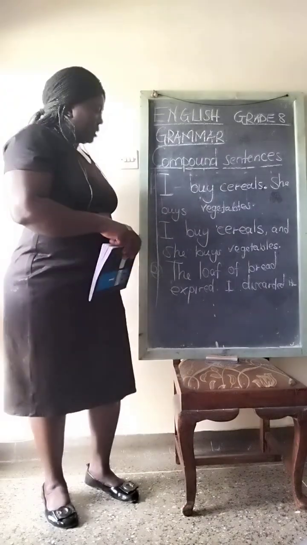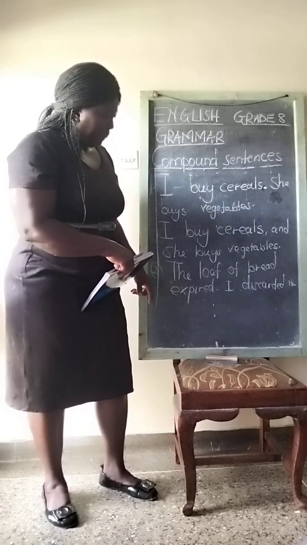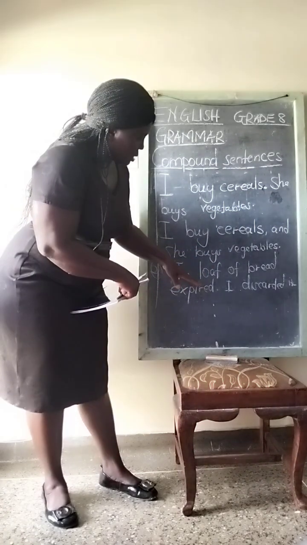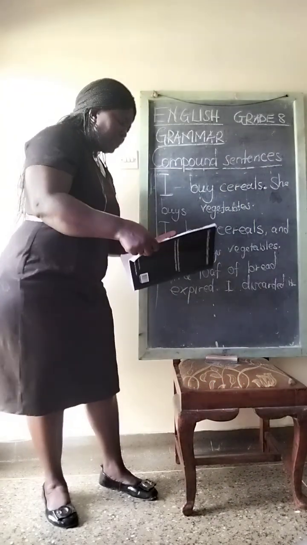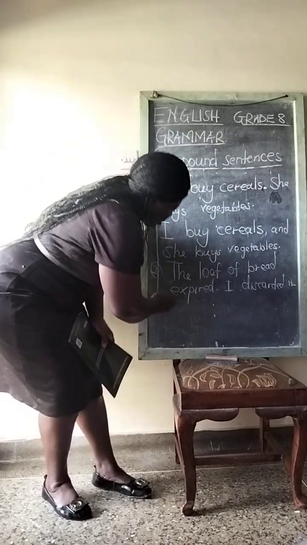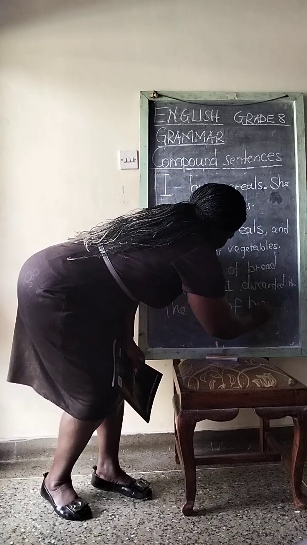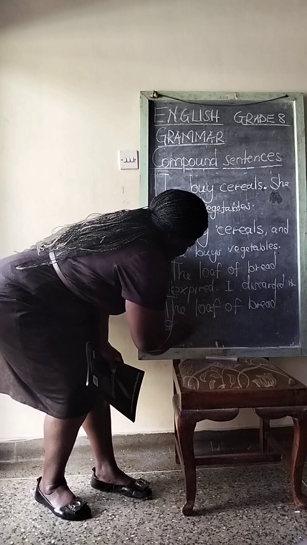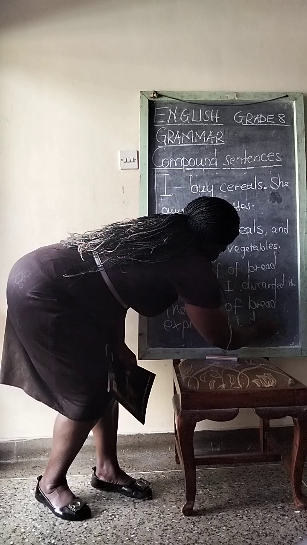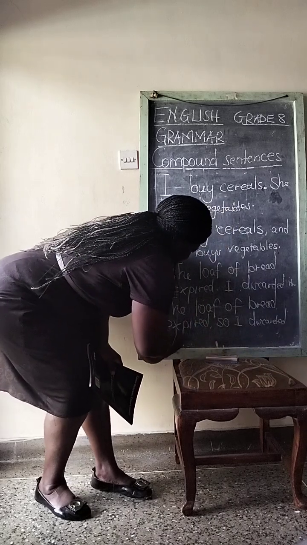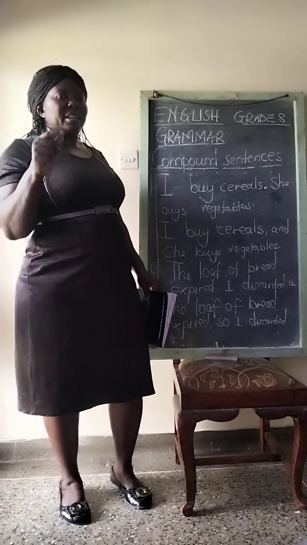I hope you have done so. Now we are going to use the loaf of bread expired. So we are going to use a conjunction. So we are going to say, the loaf of bread expired, so I discarded it. The loaf of bread expired, so I discarded it.